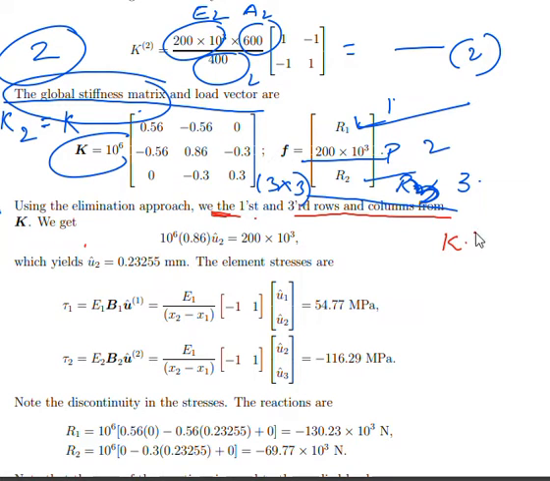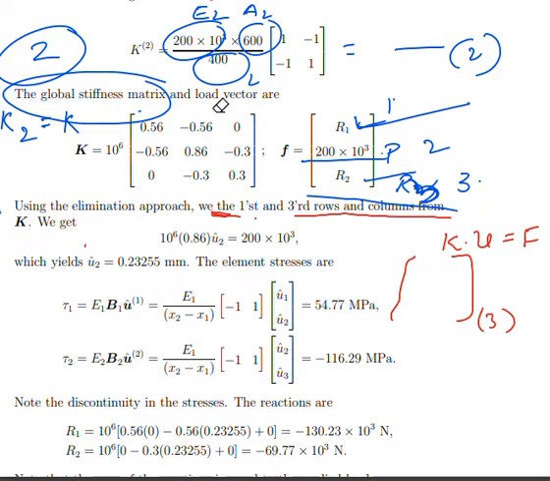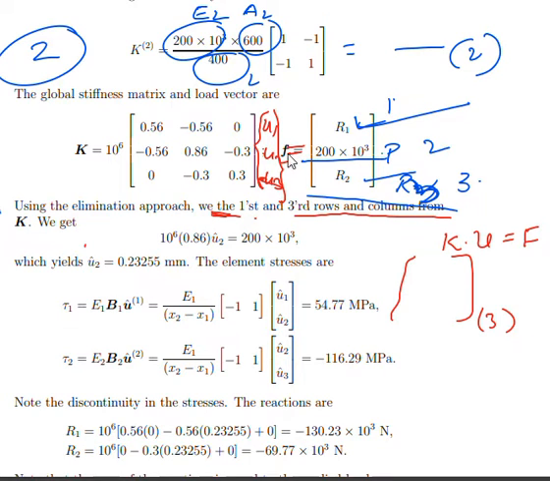As you know, the finite element equation is Ku equals F. So this is K, this is U with the displacement vector U1, U2, U3, and this is F. Now this becomes the finite element equation, Ku is equal to F. Let us apply the boundary conditions and use the elimination method.